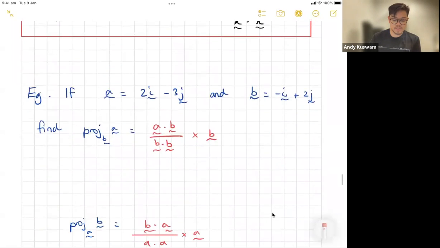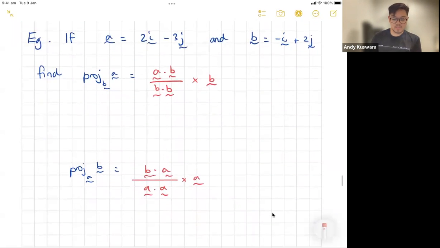Let's have a practice go here. Let's say a equals 2i minus 3j and b equals negative i plus 2j. Let's find the projection of a onto b first. The projection of a onto b is going to be a dot b over b dot b times b.